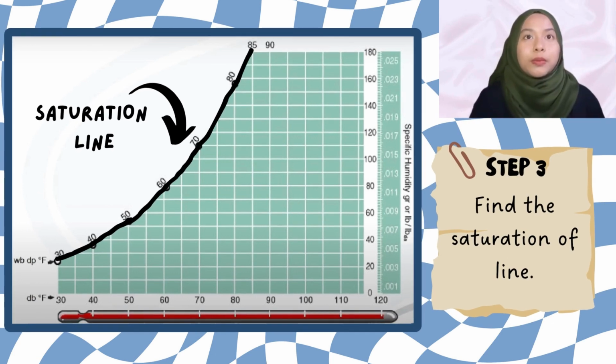Step 3, we need to identify the saturation line. It is placed along the curve from right to bottom. By finding the chart's topmost curve line, we can find the saturation curve. Then, locate the interior curve lines.